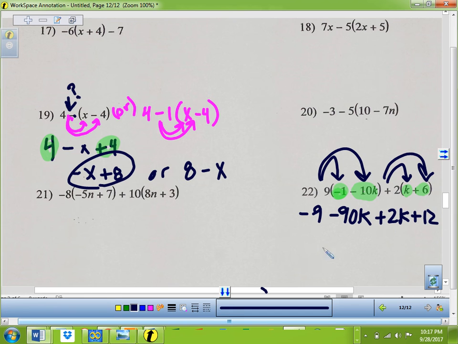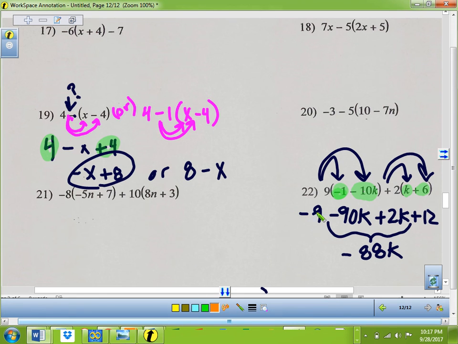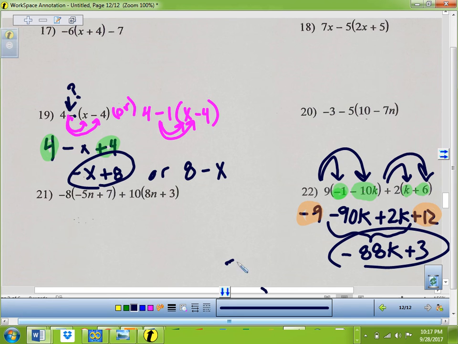I look for like terms. I've got negative 90k plus 2k. Negative 90 plus 2 would take us to negative 88k. Then I see I've got these constants to emphasize in orange here. Negative 9 plus 12 is positive 3. So I could simply say positive 3, or change it like this, positive 3 minus 88k. It's kind of how things work.